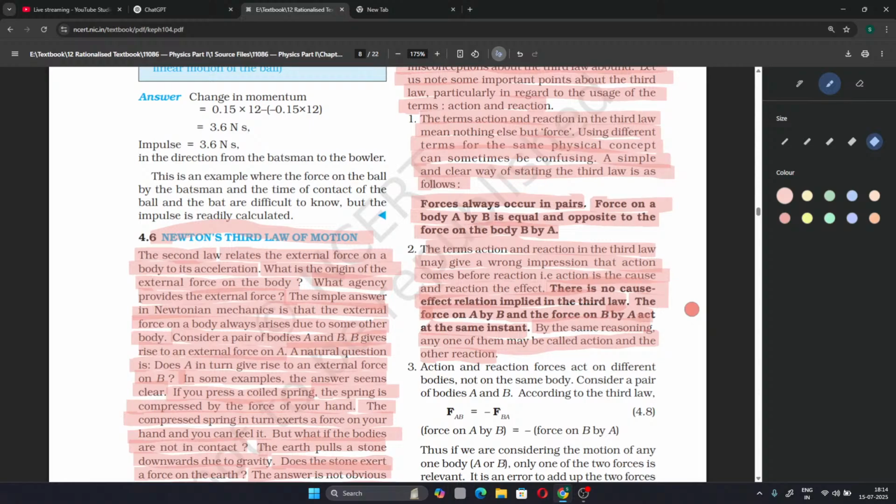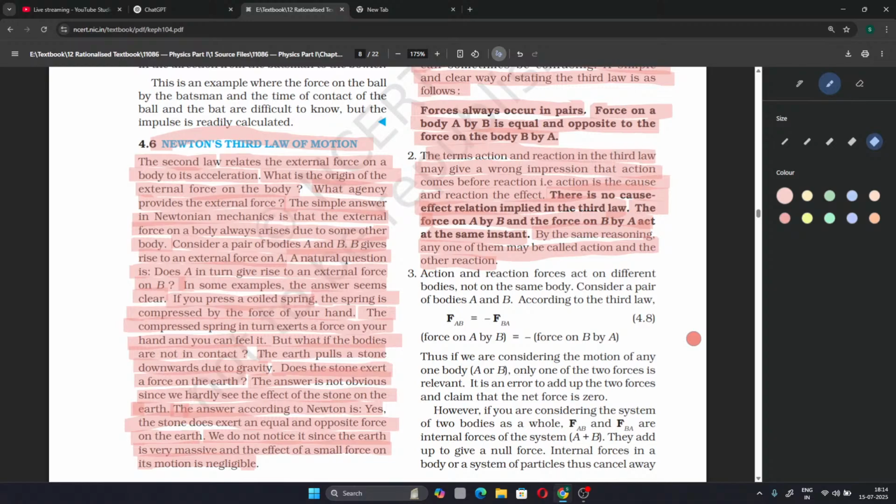There is no cause effect. Let's read the statement again. There is no cause effect relation implied in the third law. The force on A by B and the force on B by A, where B and A are two different bodies, are acting at the same instant. By the same reasoning, any one of them may be called either the action or the reaction. The force on B due to A we can call an action, or the force due to A on B we can also call an action, or we can call either of them a reaction. There is no difference.